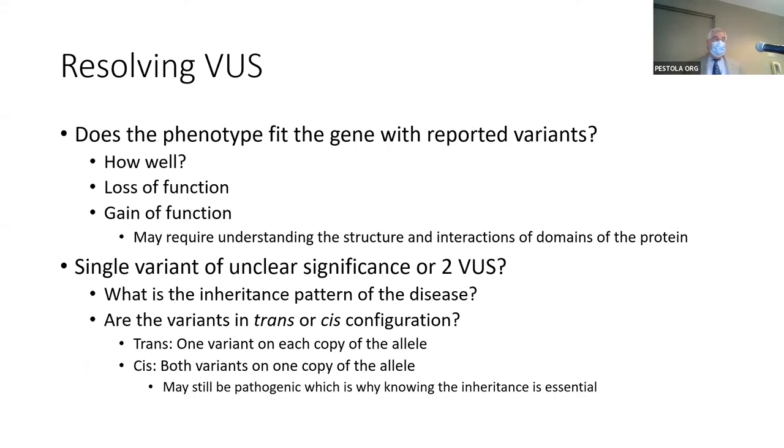It gets to be more fun when you have two VUSs in the same gene. So what's the inheritance pattern? And are the variants, again, in cis or in trans? Makes a big difference. You can have them in cis and each one by themselves not causing much of a problem, but the pair in combination becomes pathogenic.